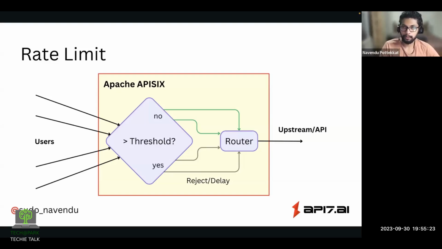So when you think about denial of service attacks where your API is flooded with a lot of traffic, having a rate limiter in an API gateway ensures that your backend can still remain healthy and serve the appropriate number of requests that it can. And the API gateway handles all the rejection and delays.